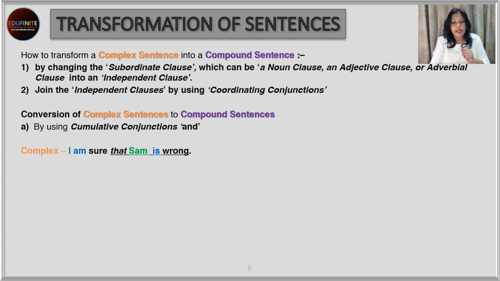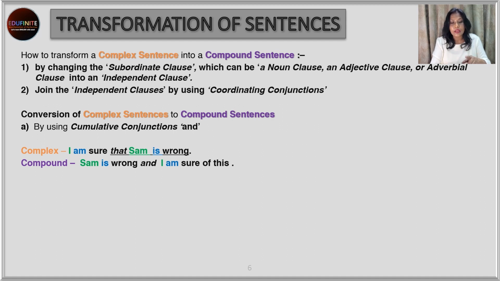The first complex sentence is, I'm sure that Sam is wrong. Over here, I'm sure is the independent clause. That Sam is wrong is the subordinate clause or the dependent clause. Now let's see how we change it into a compound sentence. Sam is wrong and I'm sure of this. We have just reversed the sentence.